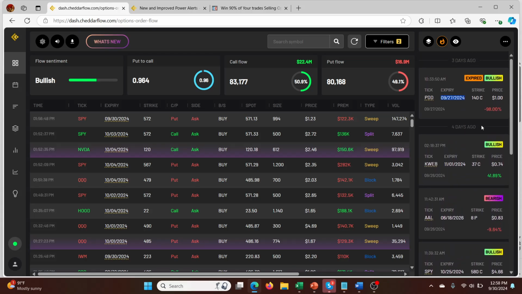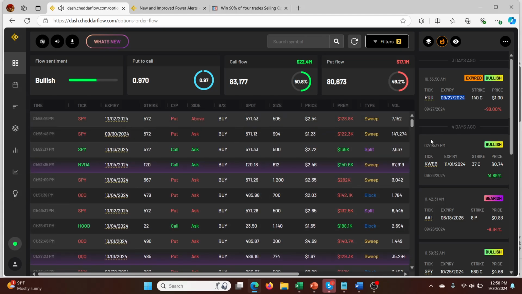A couple of things to note about these. One, there is no exit notification. So these are just contracts that are of interest to you. So it's a bit like just filtering out the options flow over here, but these are obviously cherry-picked using their proprietary algorithm. So this one was KWAB.